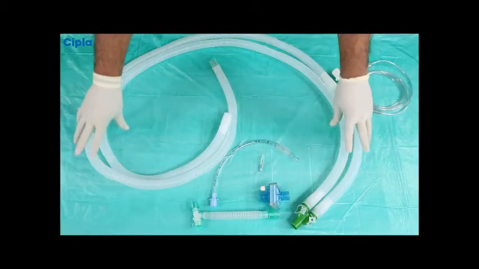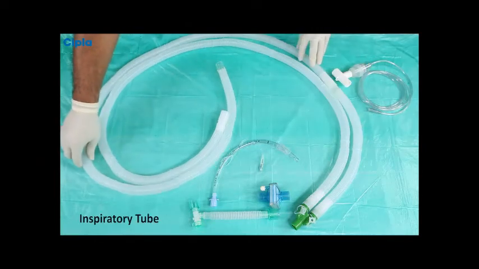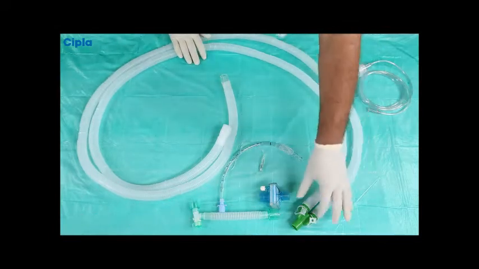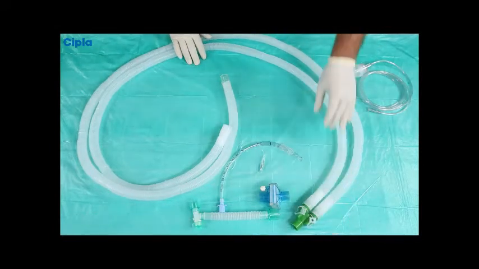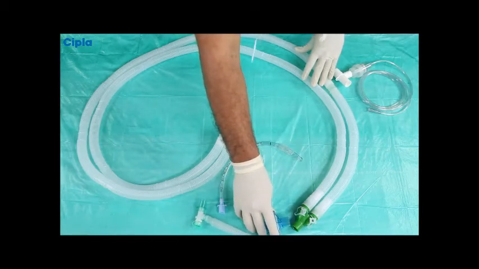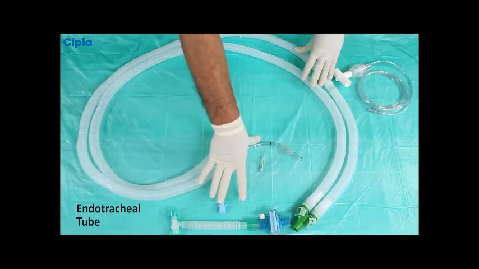This is the complete breathing circuit, the inspiratory tube and the expiratory tube, the Y-piece, HME filter, catheter mount and the endotracheal tube.